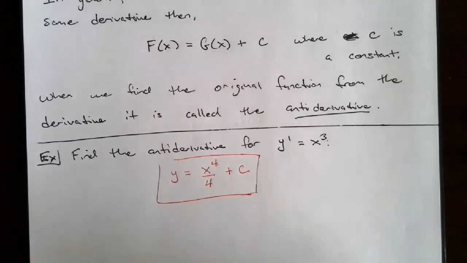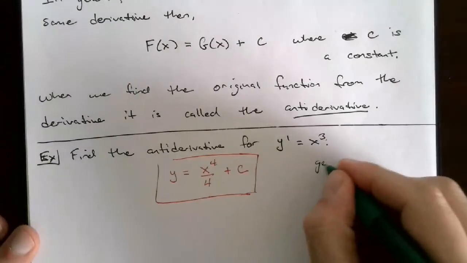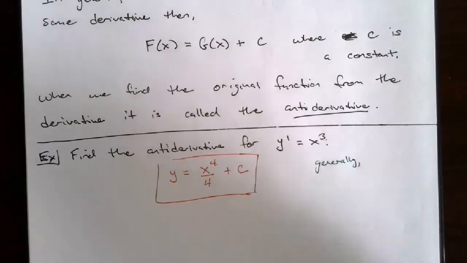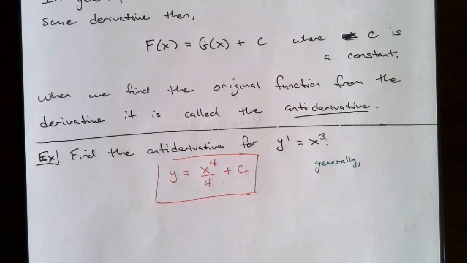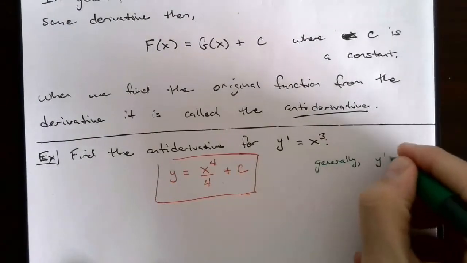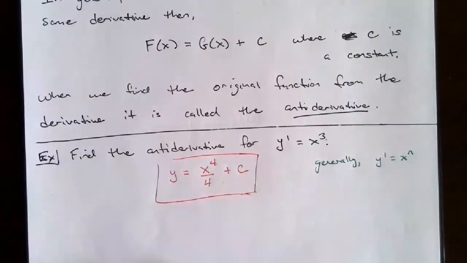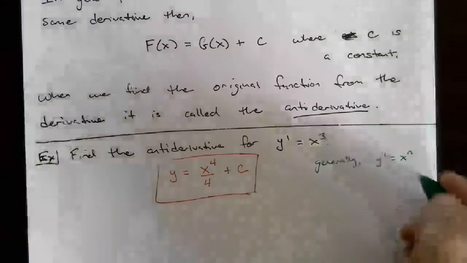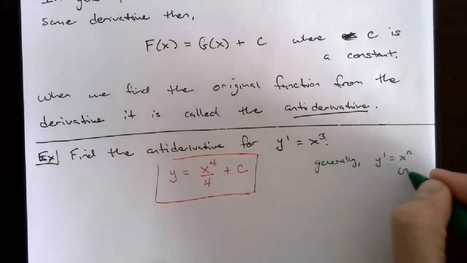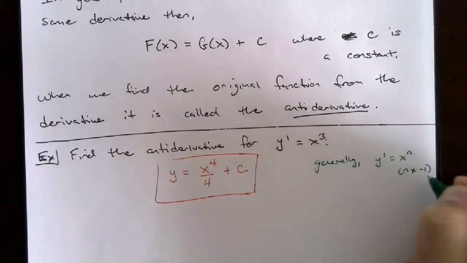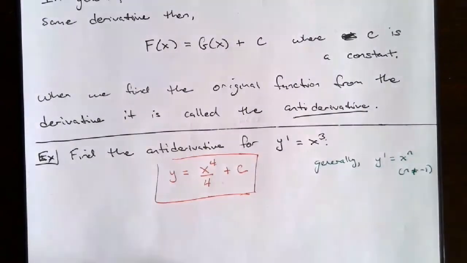So if I wanted to talk about this generally, and we'll write this more formally in a little bit, if I have y prime equals x to the n power, a key thing here is that n doesn't equal -1. That's a special case we'll talk about in a minute.